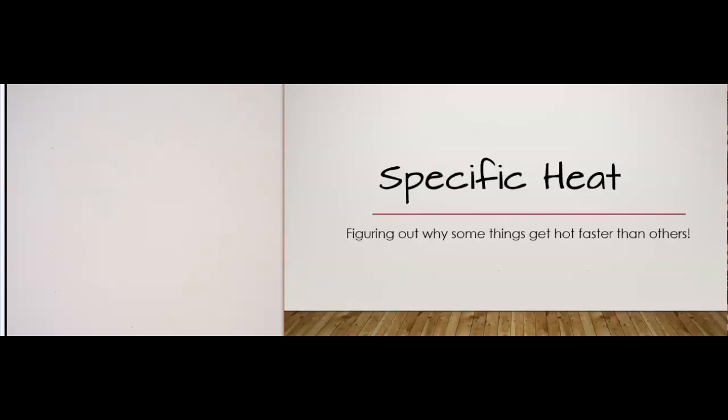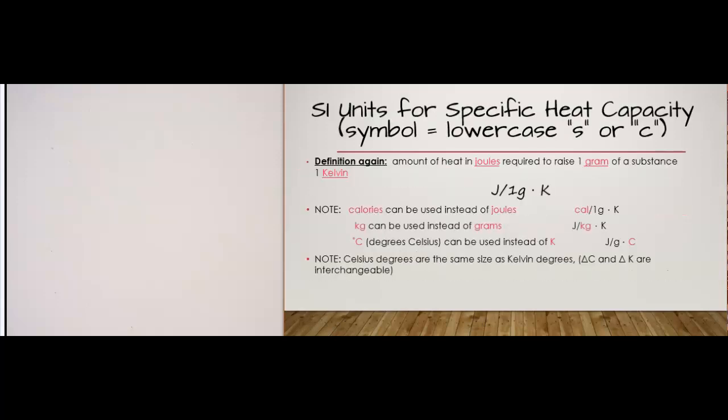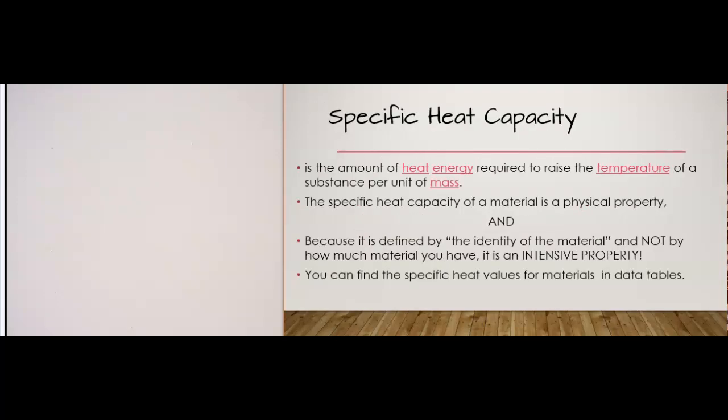We are talking today about specific heat. When we talk about specific heat, we're going to figure out why some things get hotter faster than others. It's an intensive property that describes the amount of heat energy required to raise the temperature of a substance, whatever that substance might be, per unit mass. It is a physical property, and because it is defined by the identity of the material, not by how much material there is, it is an intensive property.